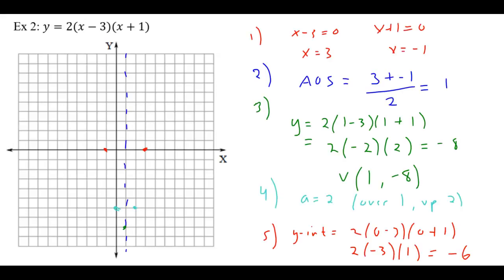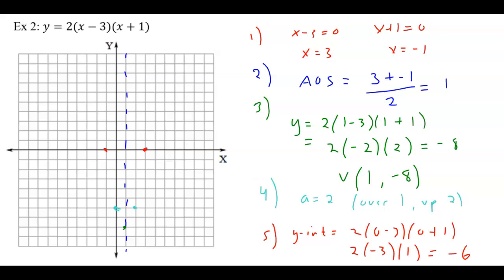All right, you can see the answers I have here. I set the factors equal to 0 up top, and I got the x-intercepts of negative 1 and 3. And then for the AOS, the middle of that was 1. So I put that dotted blue line down. That's kind of like the mirror. That's where the parabola gets split in half at 1.